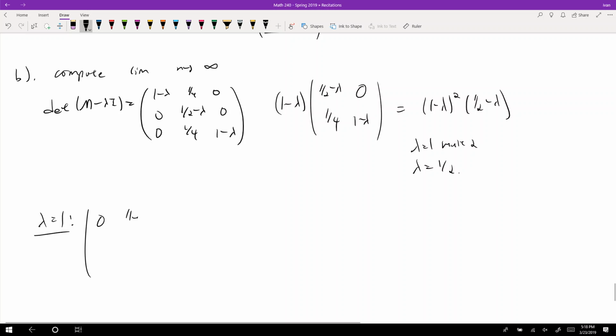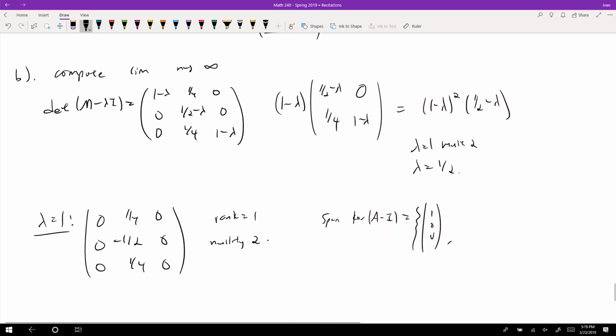Okay, so for lambda equals 1, you'll get [0, 1/4, 0; 0, negative 1/2, 0; 0, 1/4, 0]. What's the rank? And what's the nullity? 2. Is that a good thing or a bad thing? It's a good thing because the algebraic multiplicity is equal to the geometric multiplicity, so it's diagonalizable. In particular, what is the span of the kernel? 1, 0, 0 and 0, 0, 1.